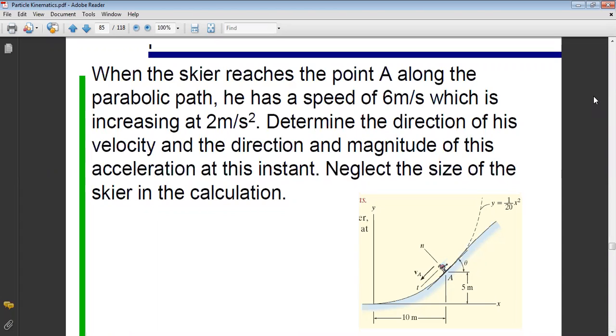Okay, so here, what we have is a skier moving down on this path, and the path equation is given, y equals 1 over 20 x squared. First, they want us to determine the direction of his velocity. Who will tell me how we will find the direction of the velocity? What should we do?